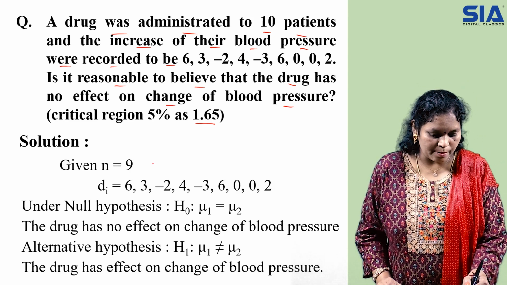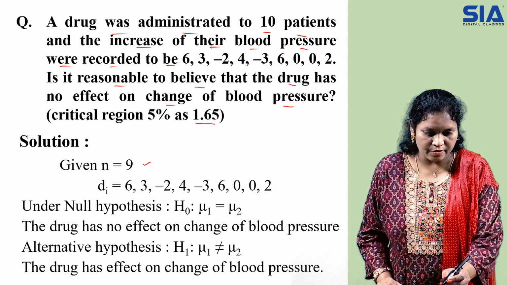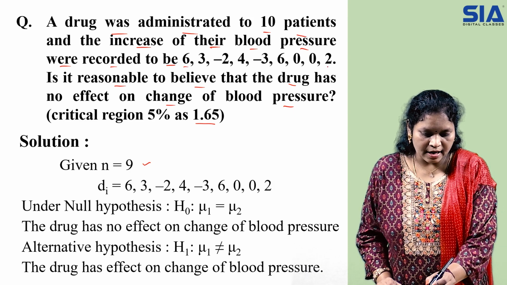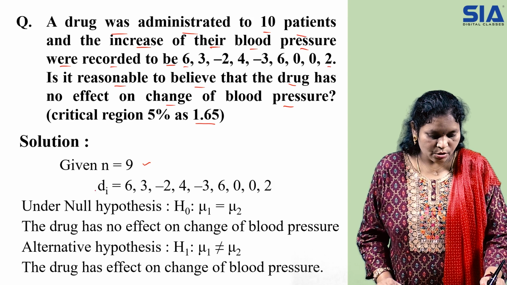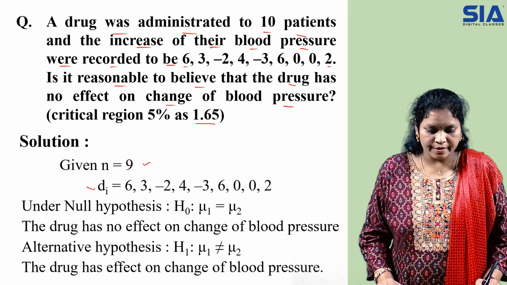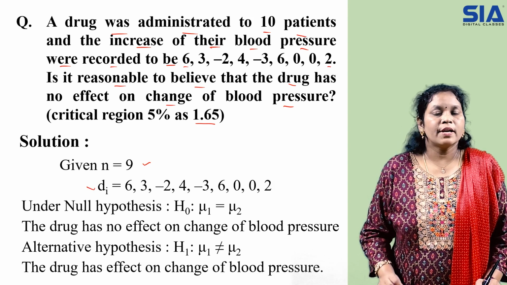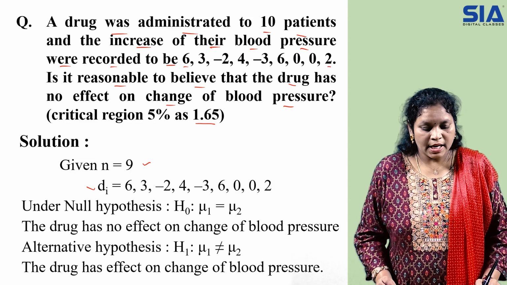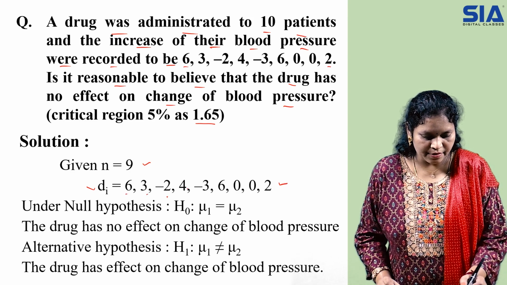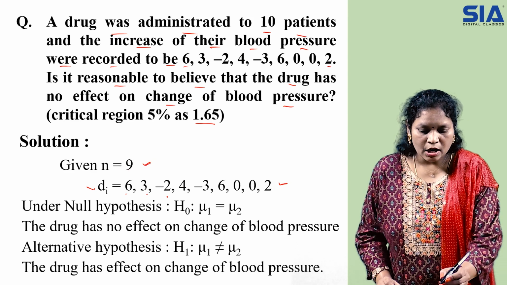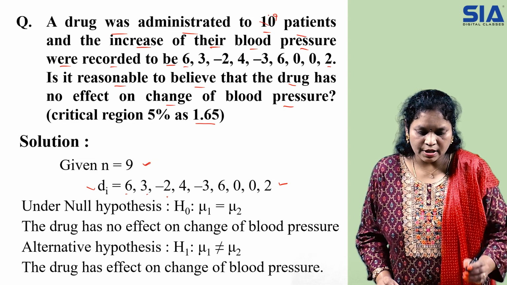Okay, so given sample size n is equal to 9, actually they have only 9 data here. So n is equal to 9 I am considering here. So di values, given values, whatever we have, that are already di values, the difference values. So directly I'm considering them as di. Check it out, 9 values, only 9 values we have. So I'm considering it as 9, not the 10 patients. 9 patients we need to consider.